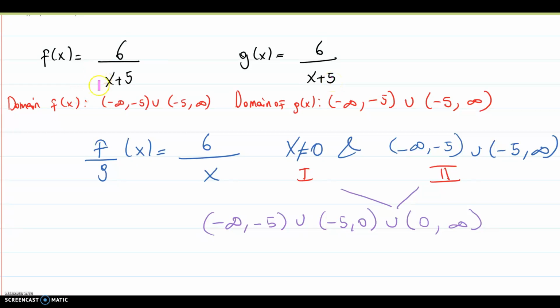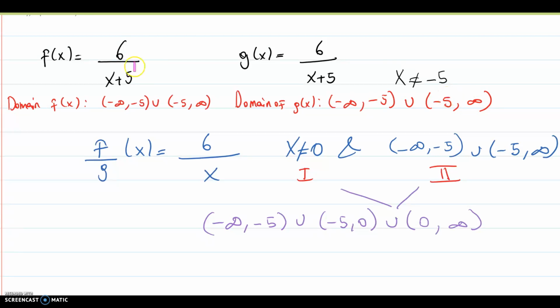So we need to look at each function's domain separately, which I'm showing here. I know that you would agree with that, right? Domain of f of x is negative infinity to negative 5, union negative 5 to infinity. Domain of g of x is the same because x cannot be equal to negative 5. That's how we put it in the red form, as you see here, into interval notation.